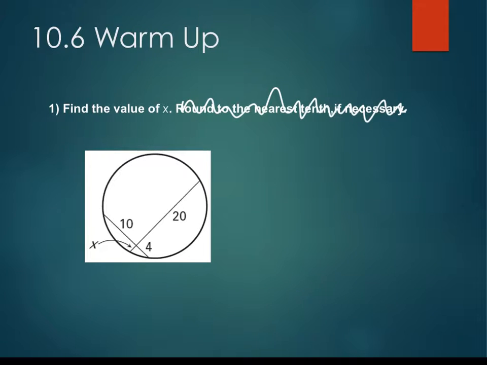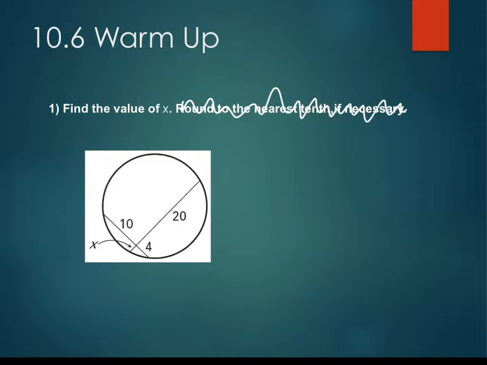All right, so in 10.6 we learned about what happens to the lengths if two chords intersect, if two secants meet at the same point outside the circle, and if a secant and a tangent meet at the same point outside the circle. This is the case of which one?